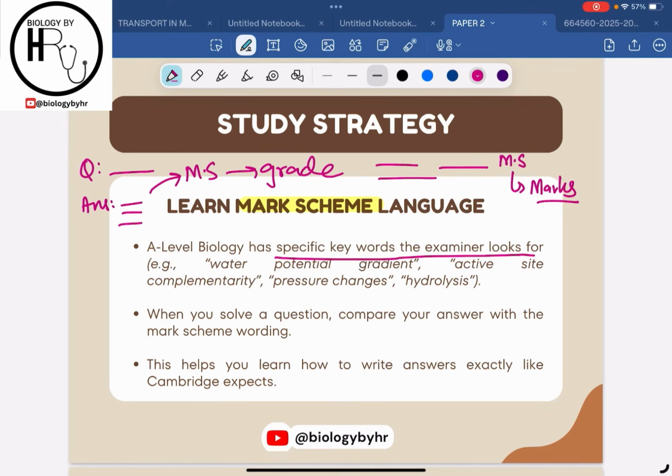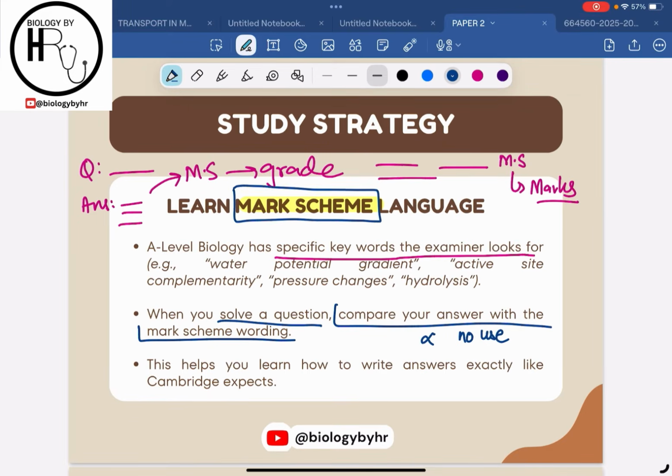So my advice to you is that whenever you solve a question, do compare your answers with the marking scheme, because if you are solving the questions and not comparing your answers with the marking scheme, then it is of no use. Why? Because learning the marking scheme language is very important, so that you know on which points you are getting the marks and on which points you are not getting the marks, right?